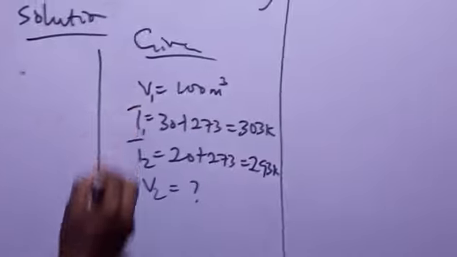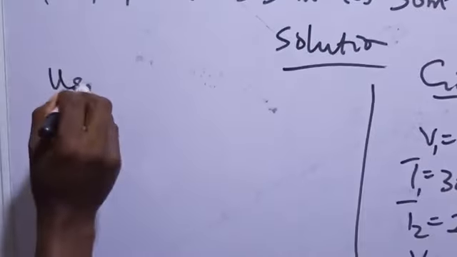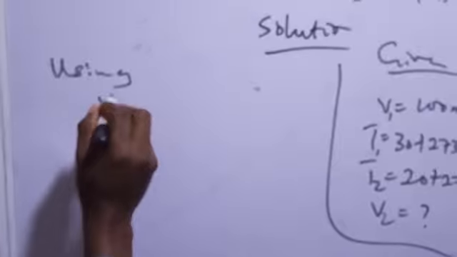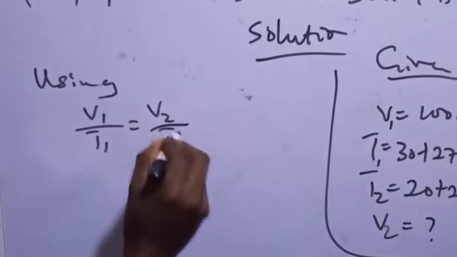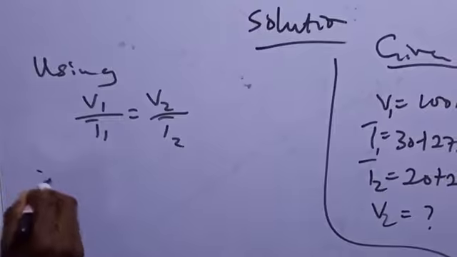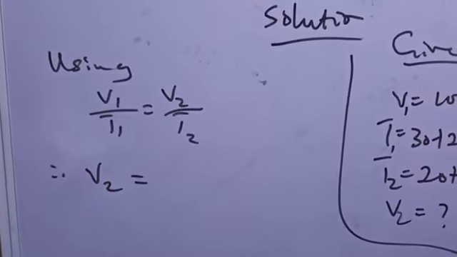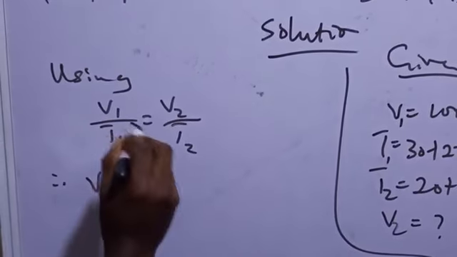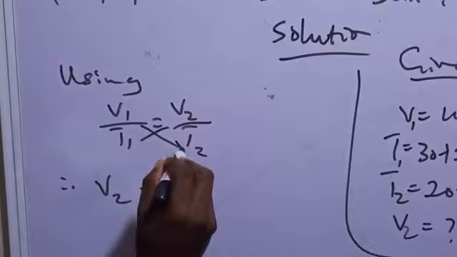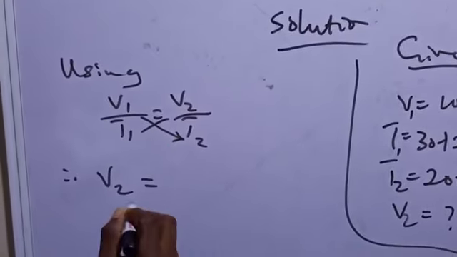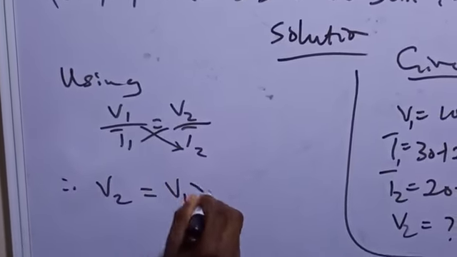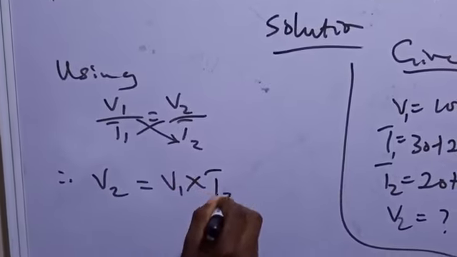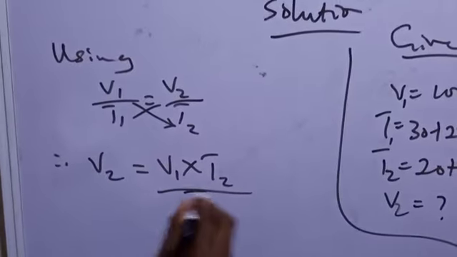Therefore, from the formula V1 over T1 equal to V2 over T2, V2 will be, by multiplying, and for clarity's sake, for students who are not really conversant with this, V1 multiplied by T2 over T1.